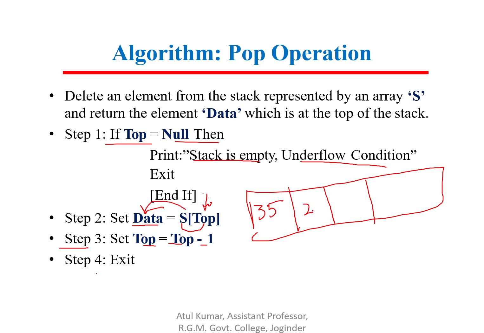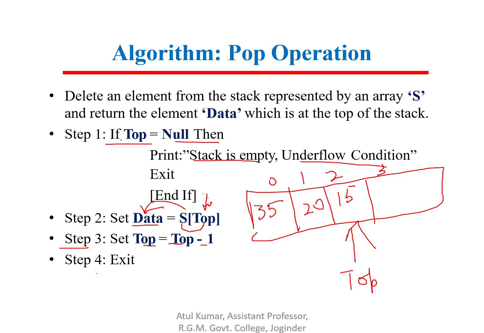So to understand this, suppose we have an array or stack having 4 items: 35, 20, 15. Suppose this is the scenario, and the top is pointing to the second position, that is, positions 0, 1, 2 and 3. Now, how can we implement this algorithm?